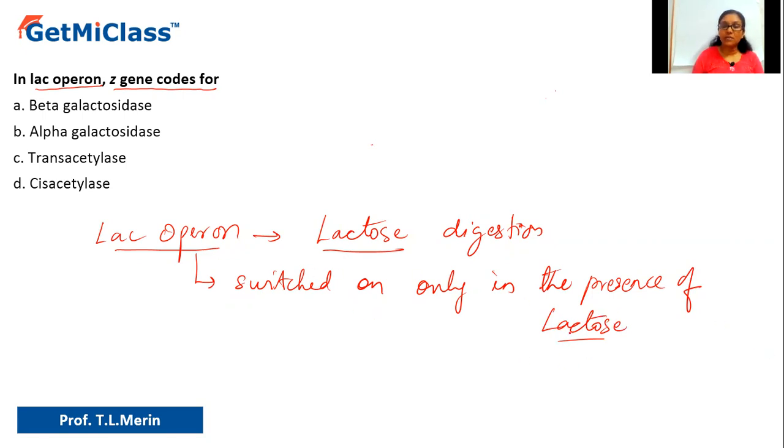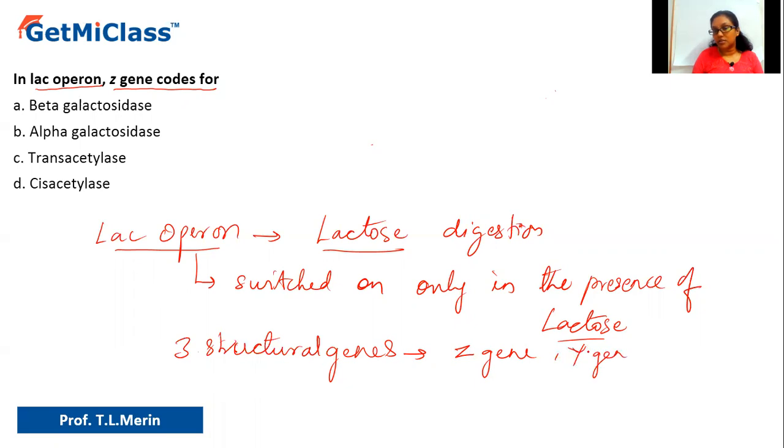Now, in the absence of glucose and in the presence of lactose, what happens? This Lac Operon gets switched on, and there are three structural genes which code for particular enzymes needed to break down this lactose. The lactose will be further broken down to galactose and glucose by the enzyme coded by the gene called Z gene. So there are three structural genes: Z gene, Y gene, and one more gene which is called A gene.